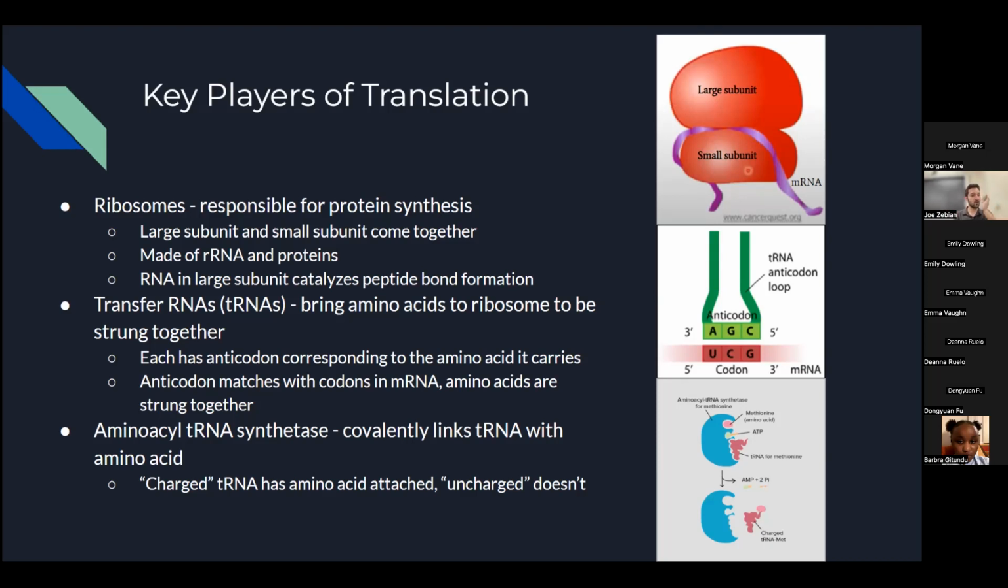You have what's known as transfer RNAs or tRNAs. These bring the amino acids to the ribosome to be strung together. Each anticodon corresponds to the amino acid that it carries. So amino acids are going to have a codon. What the tRNAs do is they carry the anticodon, the complementary sequence that will then pair to the codon for an amino acid that can be used to create the primary structure of a protein, which is just the string of amino acids. There is a special type of synthetase called aminoacyl tRNA synthetase. This is what covalently links the tRNA with the amino acid. The charged tRNA has an amino acid attached, uncharged does not.